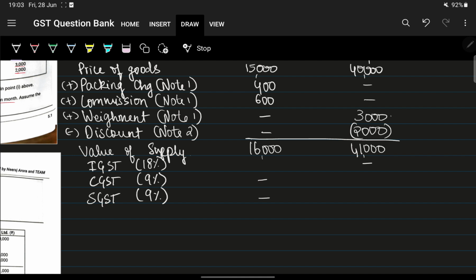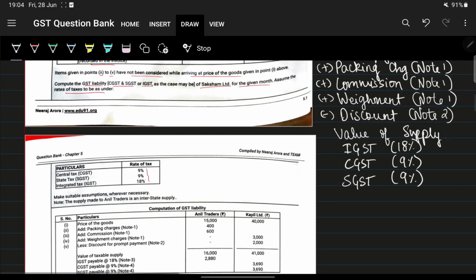So here 16,000 into 18% will come out to 2,880. Next for CGST and SGST, it will be 41,000 into 9%, which is 3,690 and 3,690 respectively. Now we'll add this: 16,000 plus 2,880 will become 18,880, and 41,000 plus 3,690 plus 3,690 will come out to 48,380.